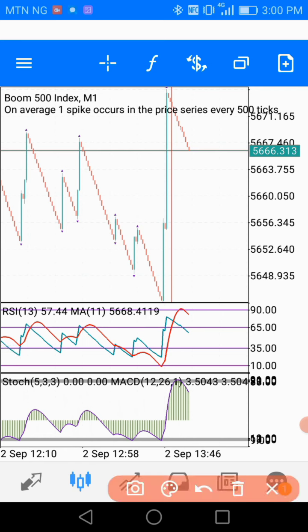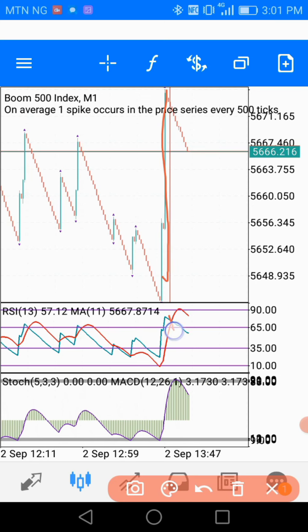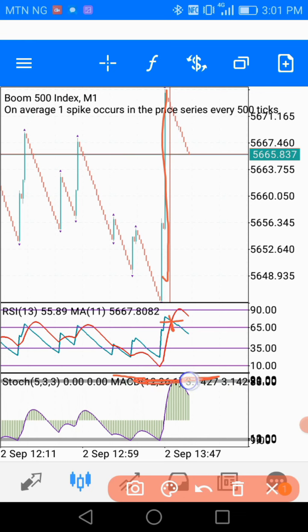Now, if the first condition, the spike and the pip made is 18 and above, and then there's a crossing between the relative strength index and the moving average, which must take place at the 65 level or above it, just as you can see, then you want to quickly look at the MACD signal line and the main line on indicator window 2. If the MACD main and the signal line are buried right inside the cloud levels of the stochastic oscillator, just as you can see, this is the cloud level, those levels of 91, 90, 89 and 88. Remember that for Crash it is going to be the opposite.